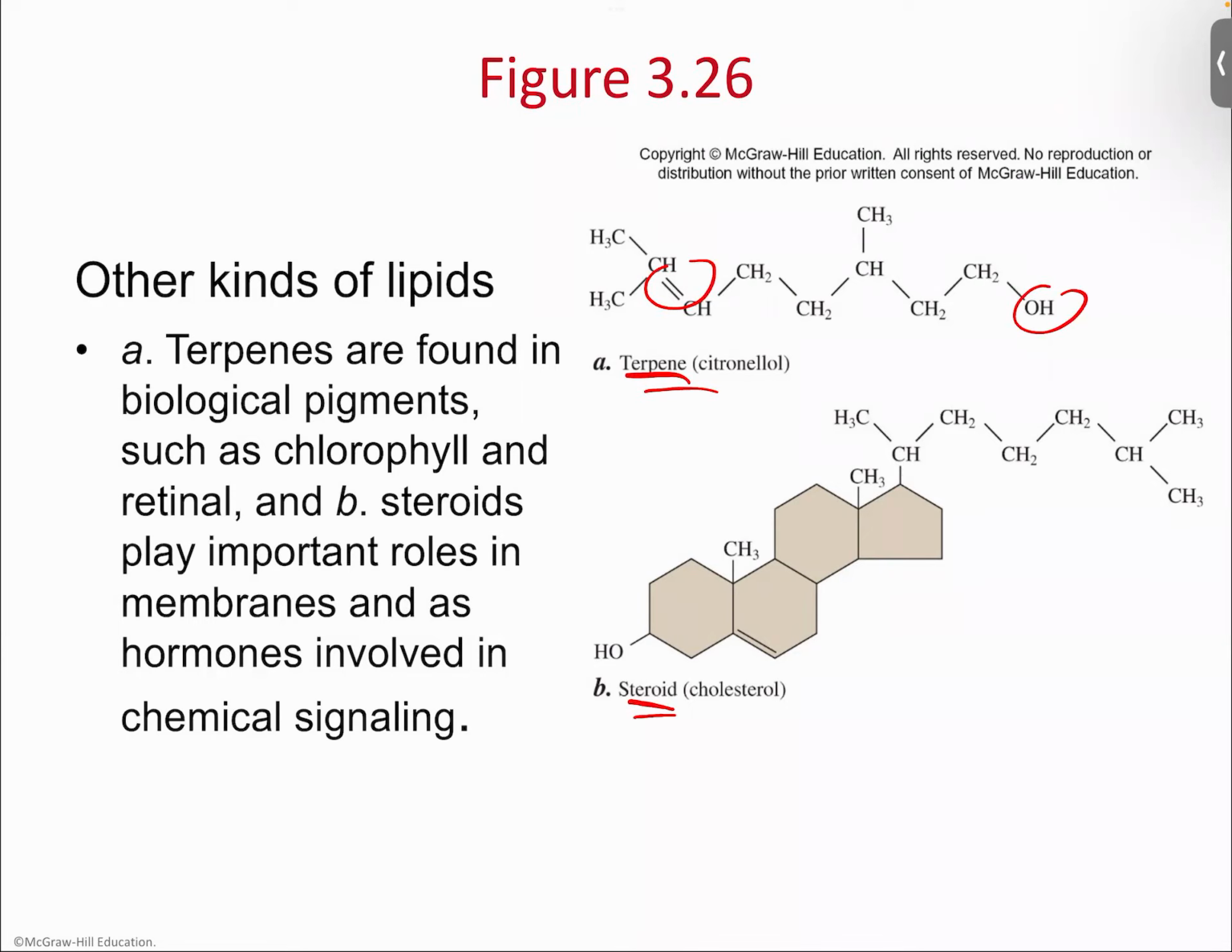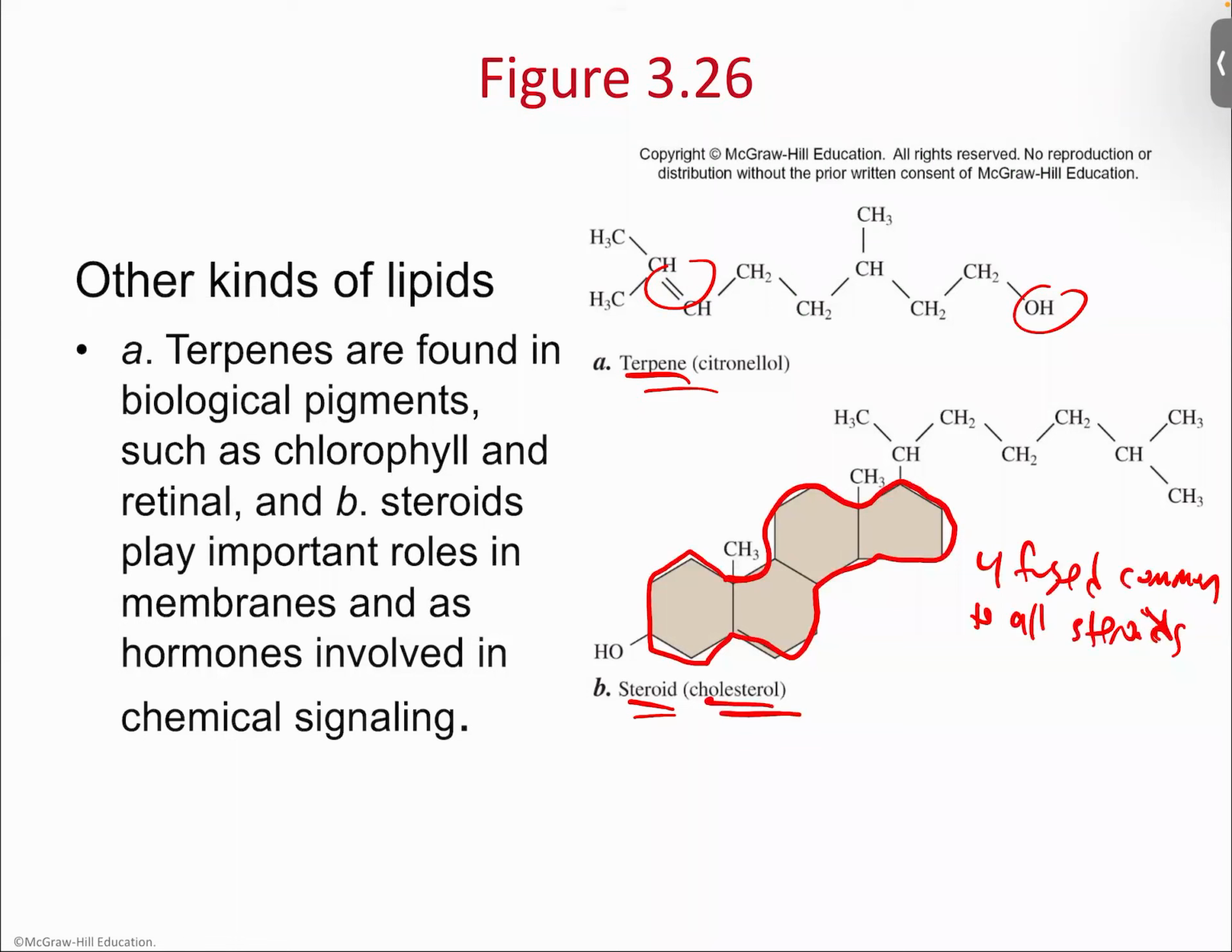The bigger one that we have is steroids. Now, a steroid is a type of lipid that is characterized by this four-fused ring. So this four-fused ring is common to all steroids. And the one we're looking at here is actually cholesterol, right? The dreaded enemy of cardiovascular health. It's actually not. Cholesterol actually has a normal and necessary function in your body. You cannot live without cholesterol. So you want to have a little bit of it. You don't need a ton of it, but you need a little bit of it for a couple of reasons.